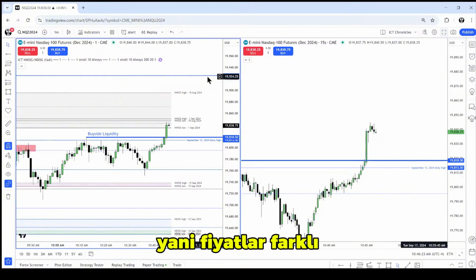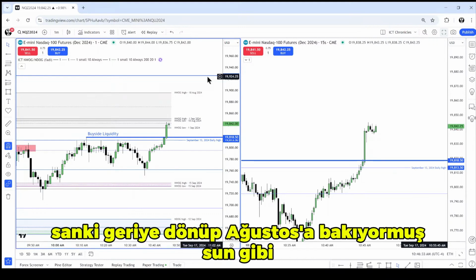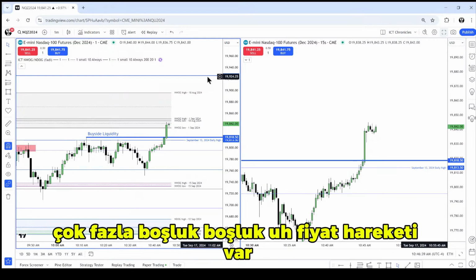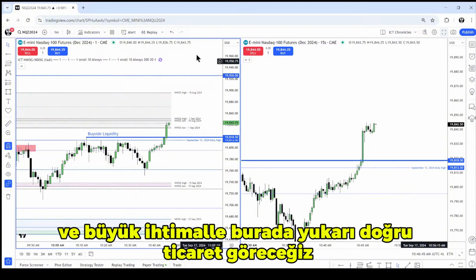So the prices are different, but the same school of thought or reason to expect the trade there is still the same here, because it's still relative equal highs on the December contract. If you go back and look at the last week of August of 2024 in the December contract, it's a lot of gappy price action, but that doesn't change the fact that it's too smooth, and we're most likely going to see it trade up in here.